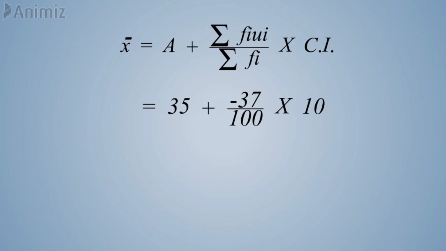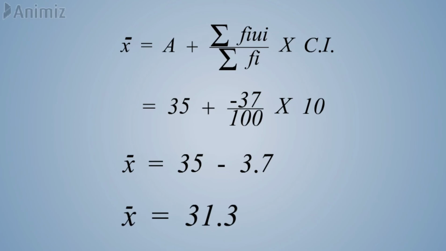35 plus, you keep as it is. Now 37 divided by 100 multiplied by 10 will give you 3.7. Plus minus will change to minus. So 35 minus 3.7 will give you 31.3. So the mean of the marks is 31.3.